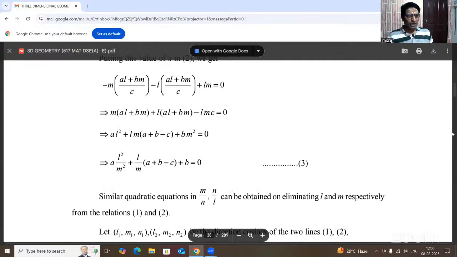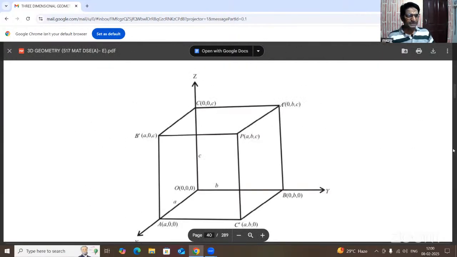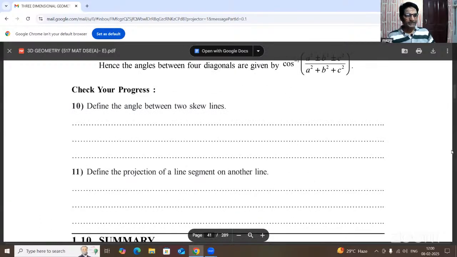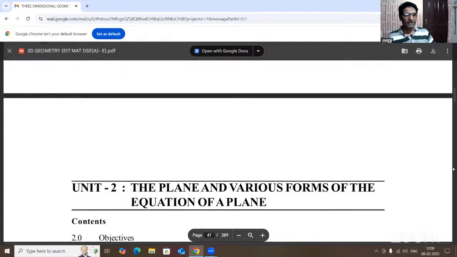Now here a, b, c in the general form of a plane equation are the drs of the plane. According to those drs, we will find the dcs of the plane. What are the dcs? That is the direction cosines of a plane. Here a, b, c are the drs of the plane, and the dcs of the plane are a by root of sigma a square, b by root of sigma a square and c by root of sigma a square.